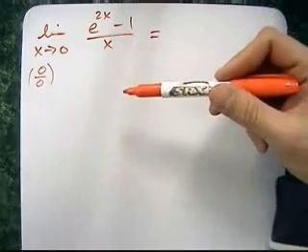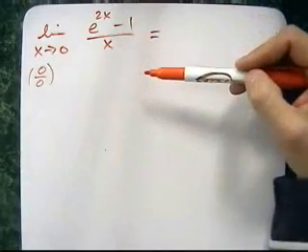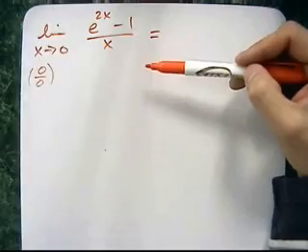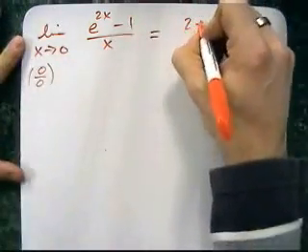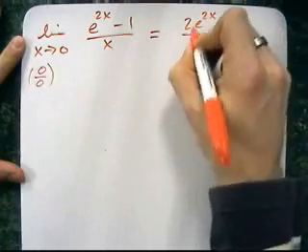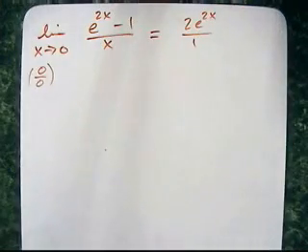Not quotient rule. I can't stress that enough. A lot of people are going to try quotient rule on that, which is way harder. Don't do more work than you have to. So the derivative of the top would be 2e to the 2x, and then divide this by 1, and then it equals.